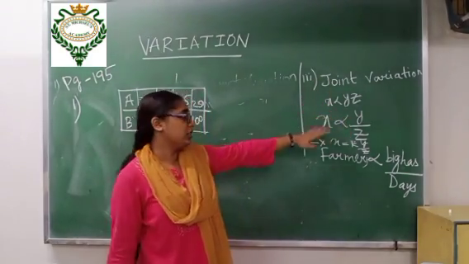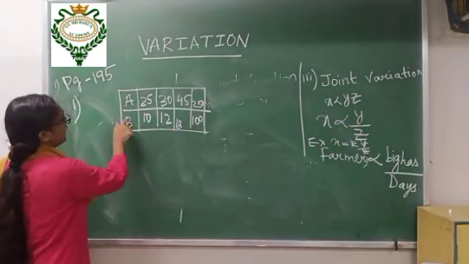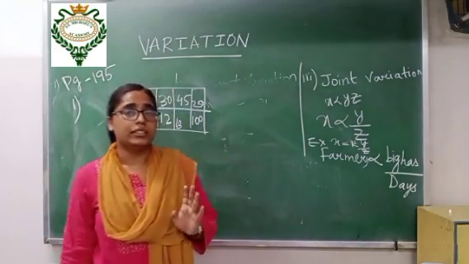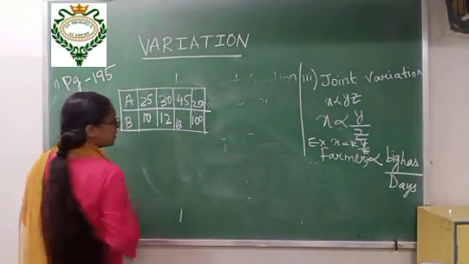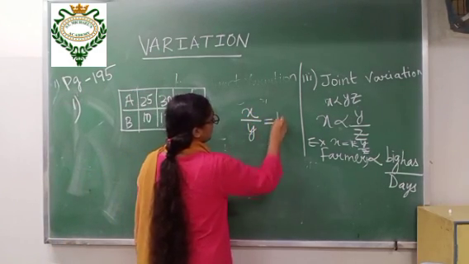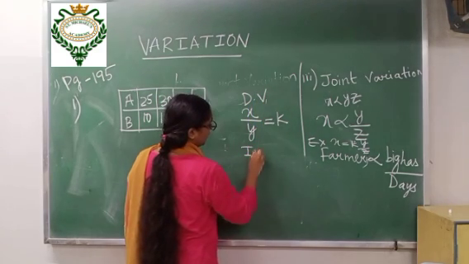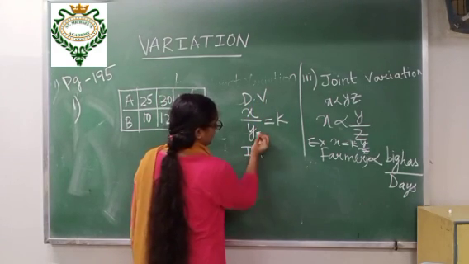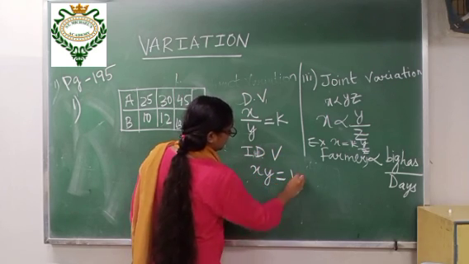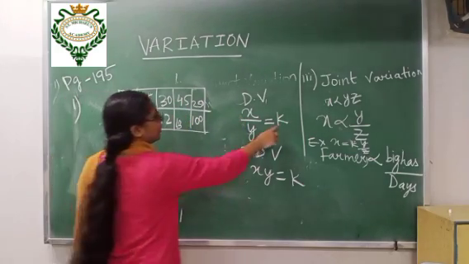We will not go to joint variation. Why? Because in joint variation we must have 3 variables. But in this question we have only 2 variables, A and B. Okay. So we will concentrate on direct and indirect variation. Now see, first what I told you, when it is direct, it must be like this. x by y equals k. This is direct variation. And if it is indirect, it will be like this. Indirect variation will be xy equals k. Okay. First I am using this one to find the value of k.